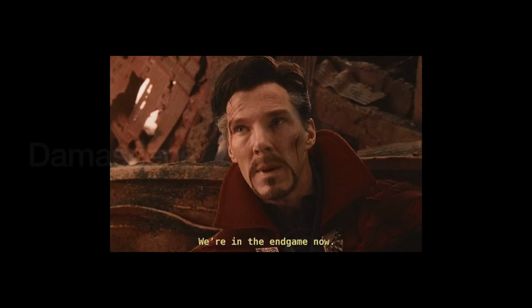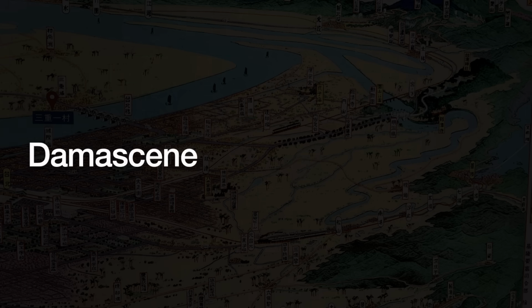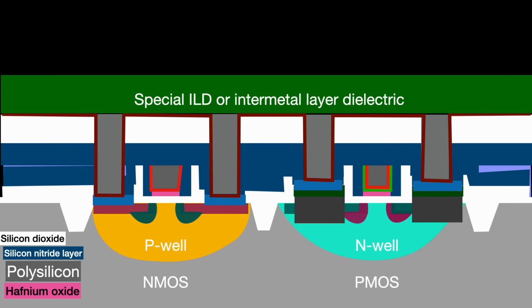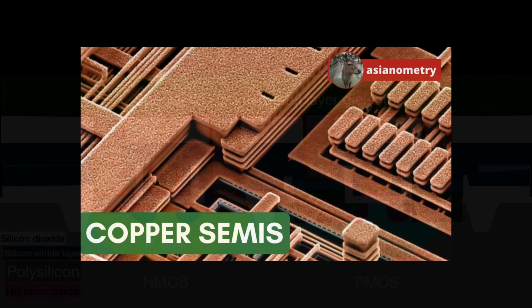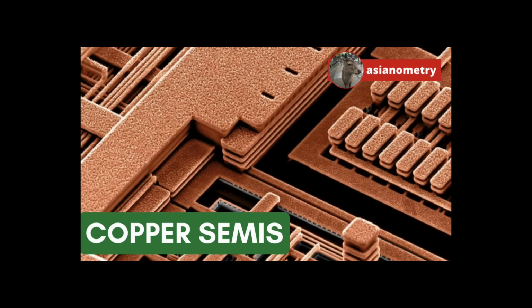The Damascene method, as done for the 45 nanometer node, involves first laying down another interlayer dielectric layer, or ILD. This is done using plasma-enhanced CVD. The material differs from the silicon dioxide ILD below at the transistor level. This is made from a special material called low-K dielectric, chosen for having a lower dielectric constant than silicon dioxide to reduce capacitance issues.